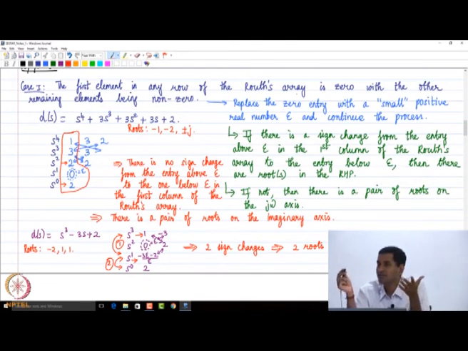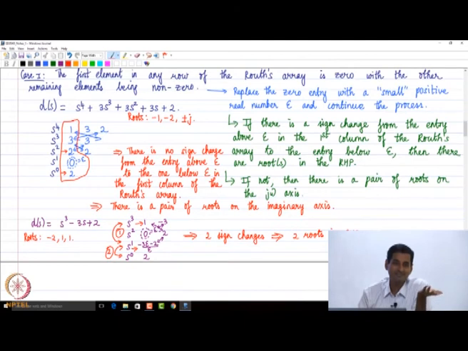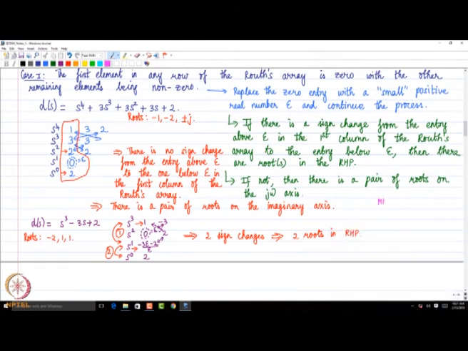Then you go and check whether this really happens in the Routh array, or if it happens in the Routh array, you can interpret this condition. But it need not happen always. So that's a question which you need to answer. I will just give you a hint: you can use MATLAB.